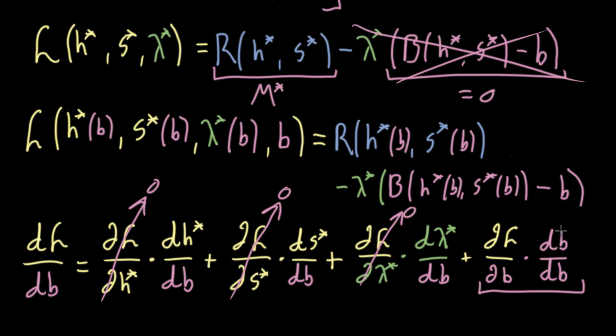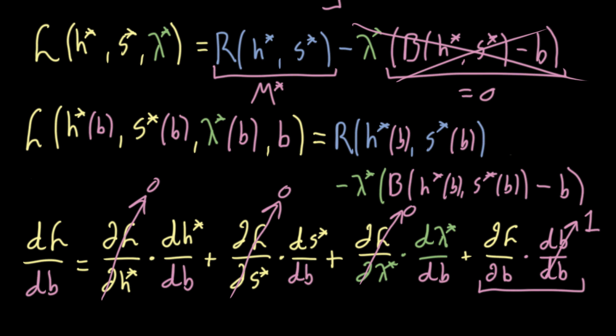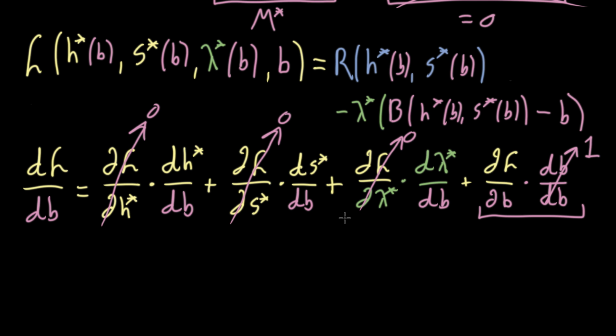What is the rate of change of a variable with respect to itself? It's 1. So all of this stuff, this entire multivariable chain rule, boils down to a single innocent-looking factor, which is the partial derivative of L with respect to little b.